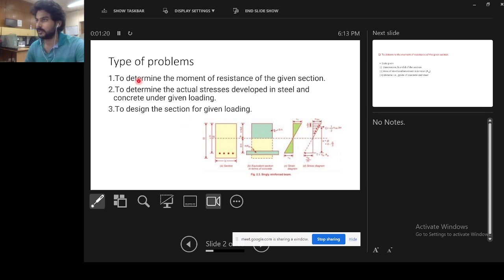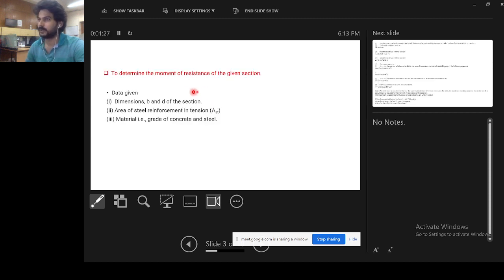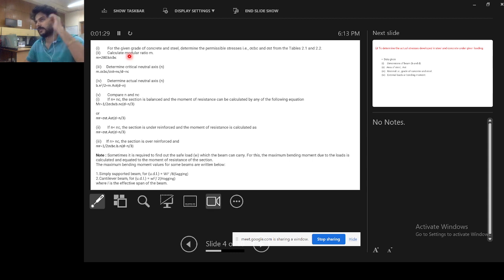So we'll start with determining the moment of resistance of a given section. What are the steps to be adopted? In this, for the given grade of concrete and steel, determine the permissible stresses sigma cbc and sigma st from tables 2.1 and 2.2. We'll take the sigma cbc and sigma st values from IS 456 tables 2.1 and 2.2, and then we can calculate the m.